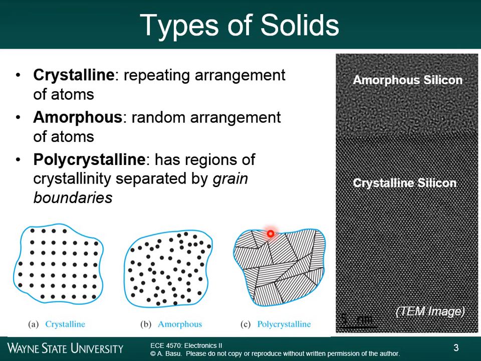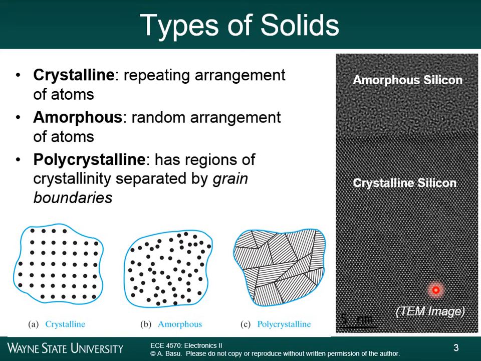So on the right here, you can see that we have crystalline and amorphous silicon. Now, one point I want to bring up is that a certain type of material, for example silicon, can exist in multiple forms. Metal normally has an amorphous structure, but silicon can actually exist in an amorphous state. It can also exist in a crystalline state. This is common of other types of materials too.